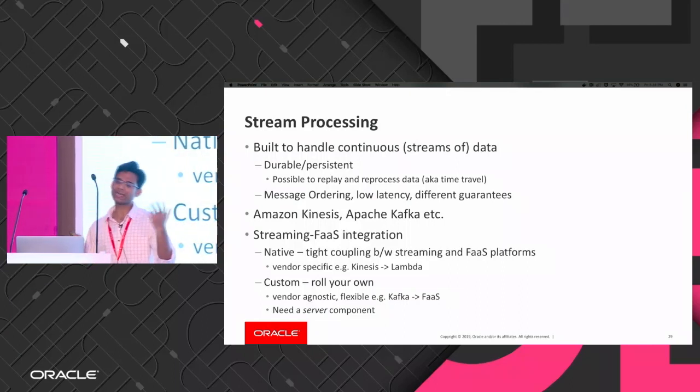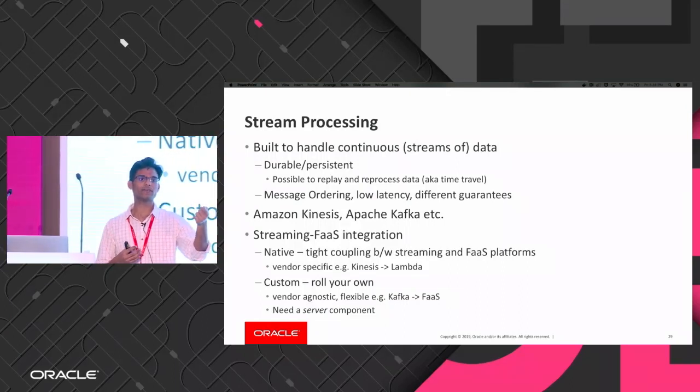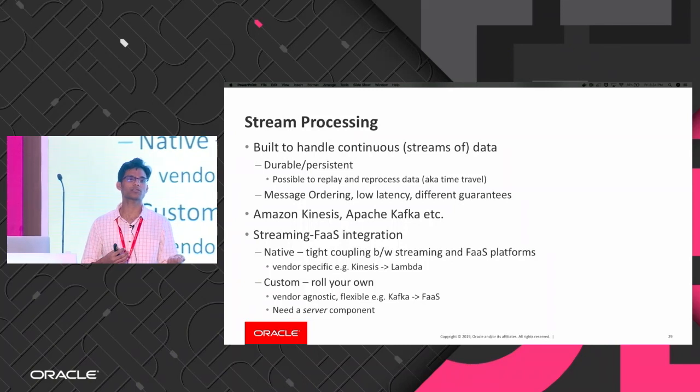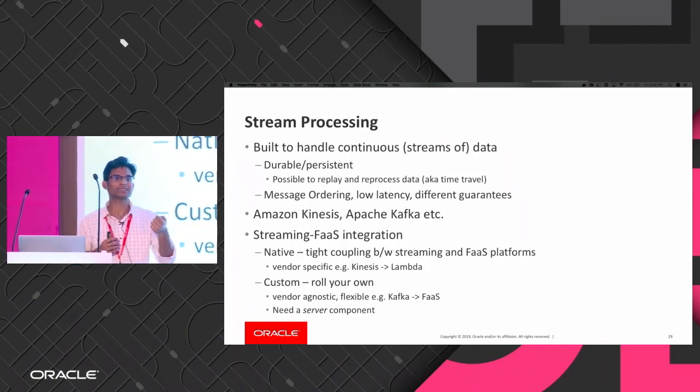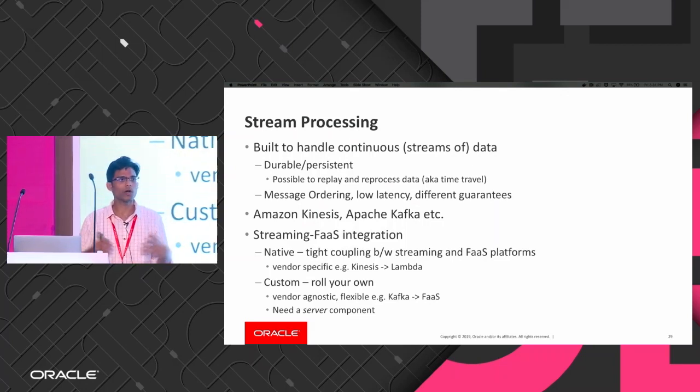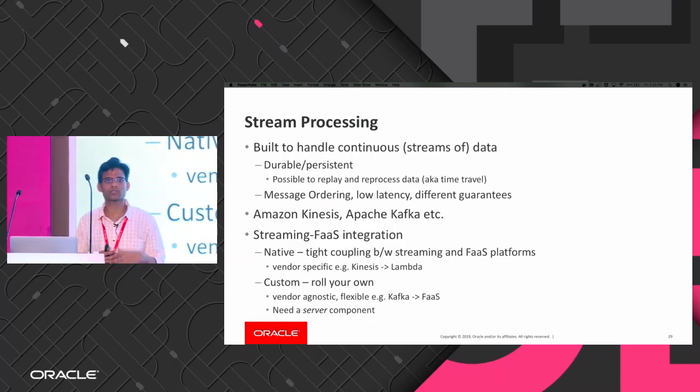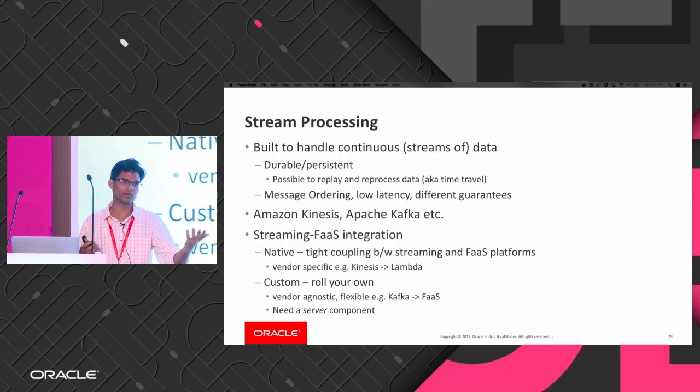So one, I look at it in two ways. One is the native way of doing it, the other one is custom, roll your own, right? With native, an example is Kinesis and Lambda integration, you are tied to a vendor, right? That's one way of doing things. But of course, it has its own pros as well, right?